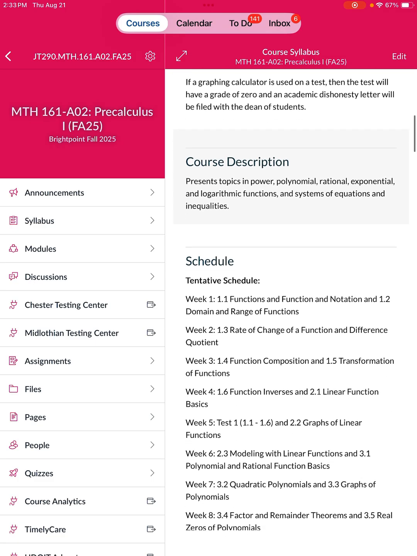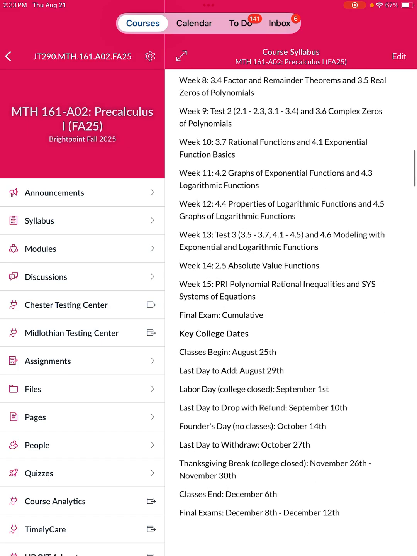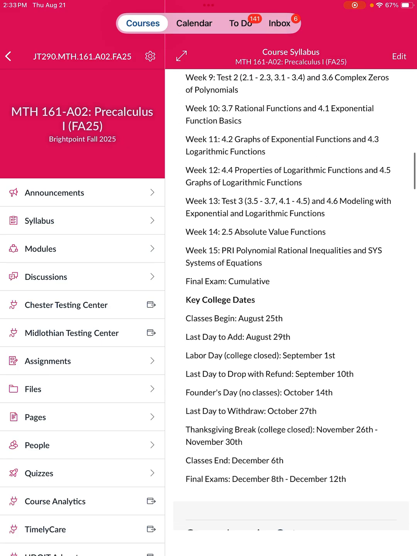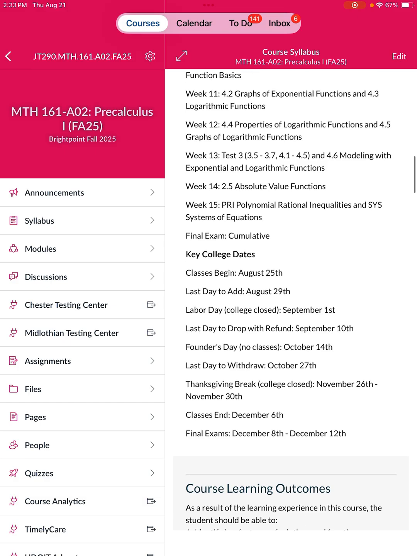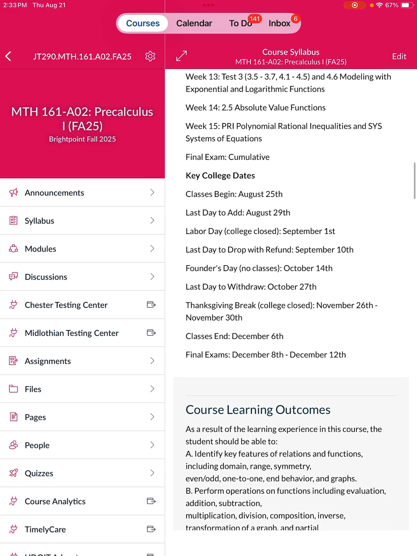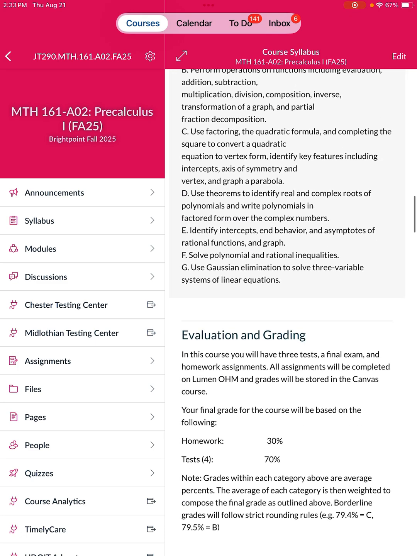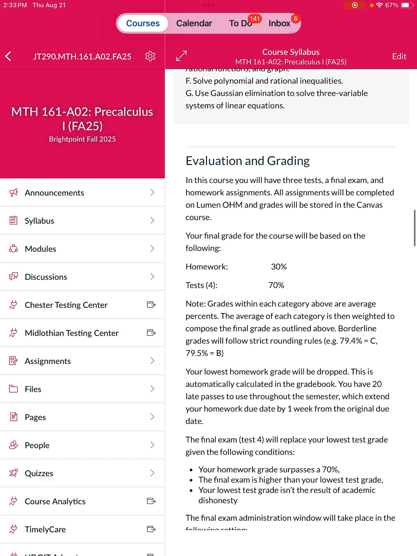So there's our description and schedule. You can read through that if you're super excited to see all the great things we're going to learn this semester. And there are some college dates that you might want to keep an eye on. I also included these in our modules. Learning outcomes, evaluation and grading.